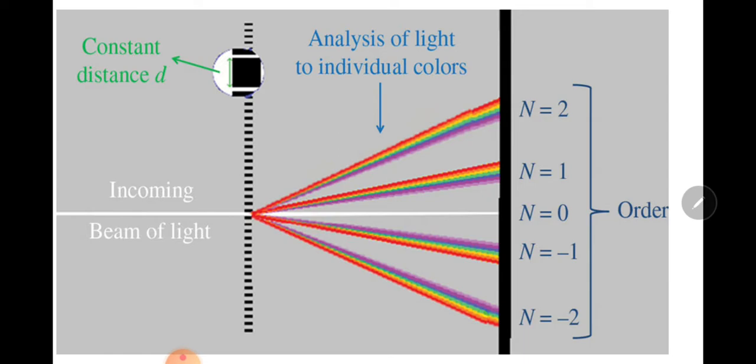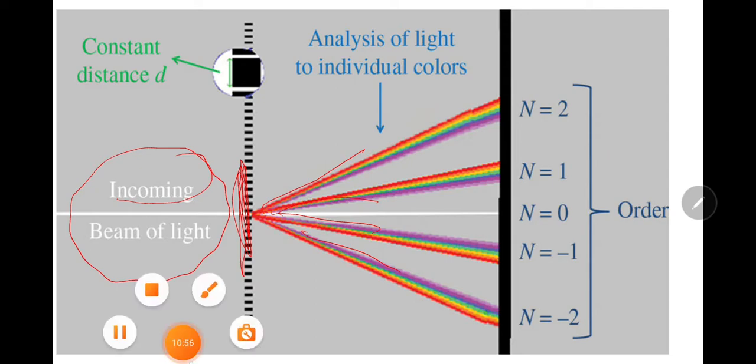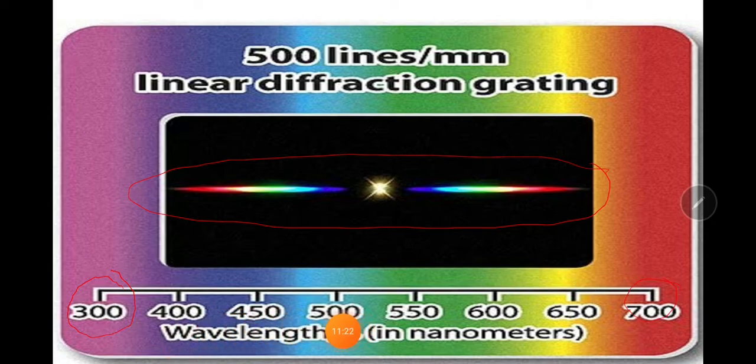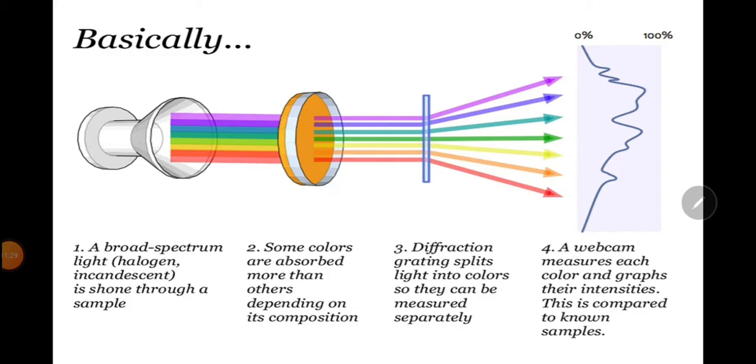Now you can see the incoming beam of light. This is a diffraction grating element. This is the color pattern you obtain. Analysis applied to individual color. 500 lines per millimeter linear diffraction. This is the picture taken for a diffraction grating having 500 lines per millimeter. Wavelengths from 300 to 700 can be predicted. You can see, trace this line. Basically you can see the diagram now.